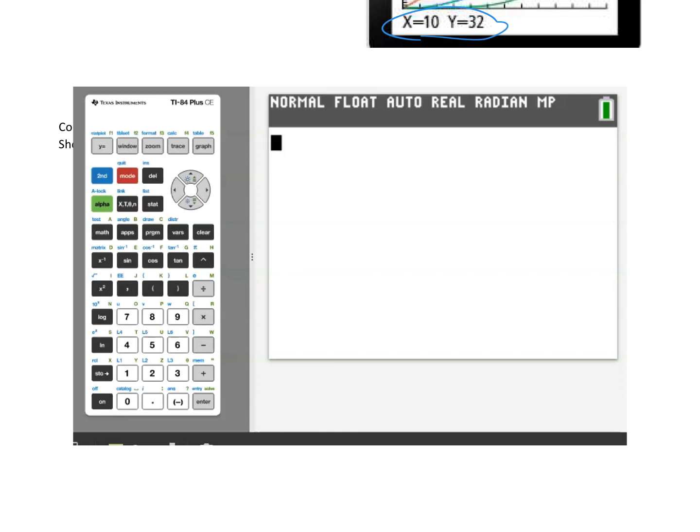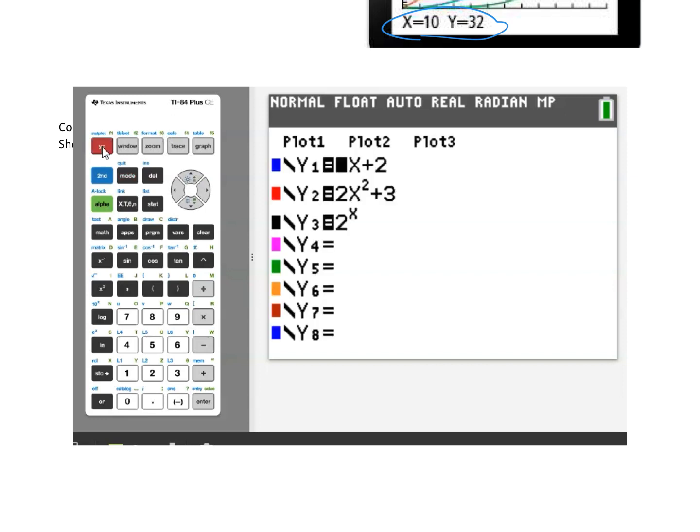All right, so we're going to compare three different functions. We can do that with our graphing calculator by going into our y equals and typing in our three functions. So I've already done that. y1 is our f of x, 3x plus 2. That's an x to the first power. That's going to be a linear function, just a straight line.